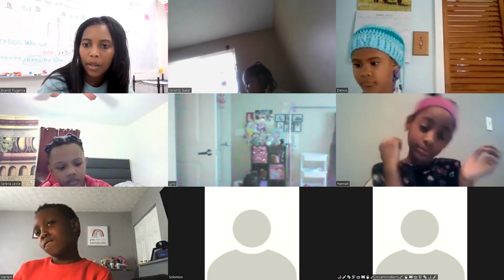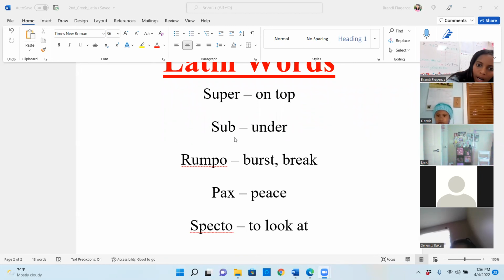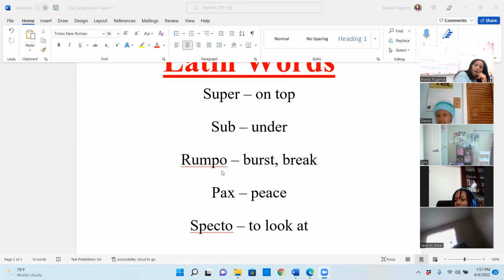And okay, your Latin words this week. Let me show them to you here. So we have super, S-U-P-E-R, and it means on top. Sub, S-U-B, and it means under. Rumpo, R-U-M-P-O, and it means breaks or burst. Pax, P-A-X, and it means peace. And specto, S-P-E-C-T-O. It means to look at. Good. All right, so you have 25 words this week as usual.